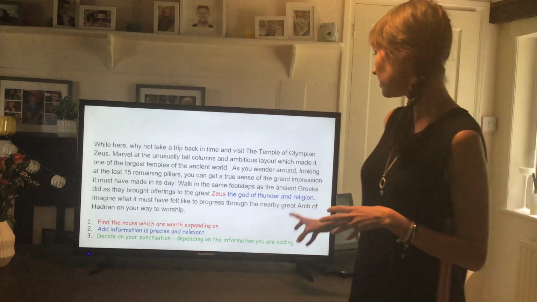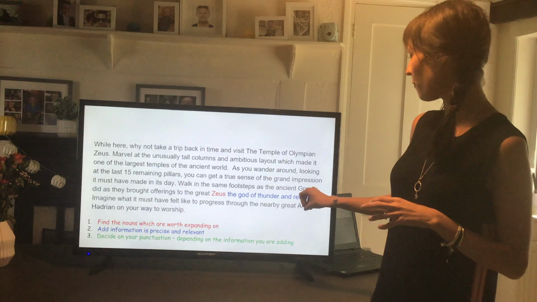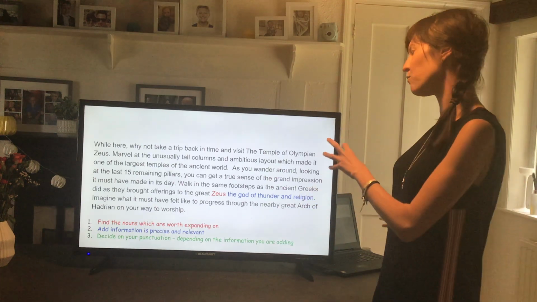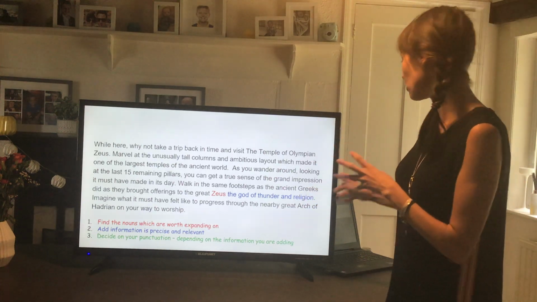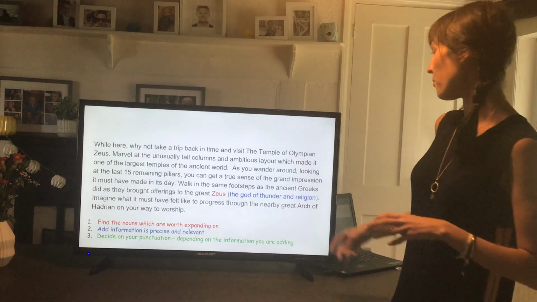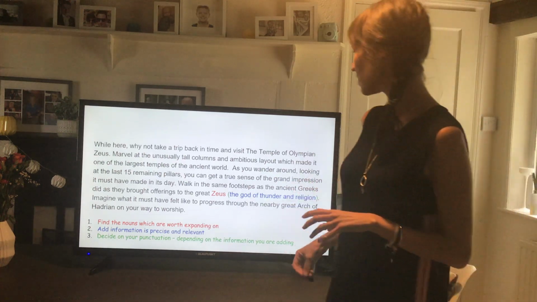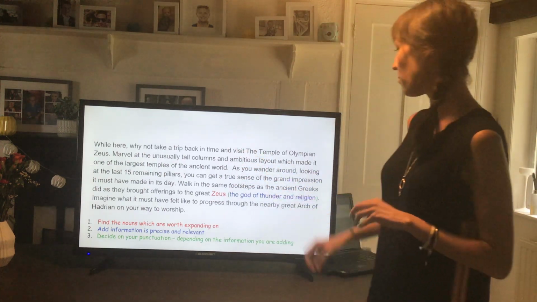So I'm going to decide, it's quite a short piece of information, it's not too lengthy, it goes at the end of my sentence, which means I might not want to use commas, so I'm going to go with a bit of a bracket here. So there's my extra information about Zeus in my brackets.